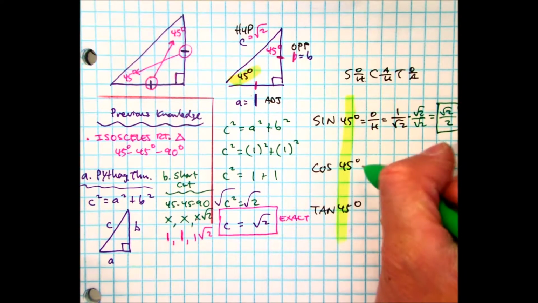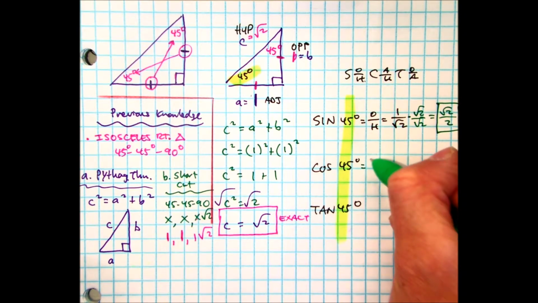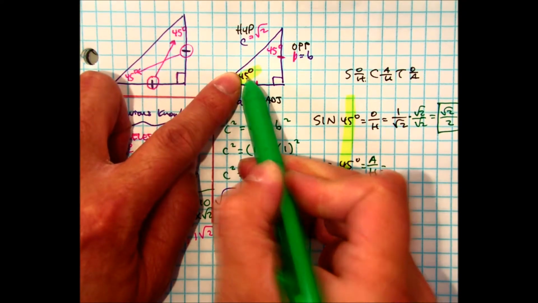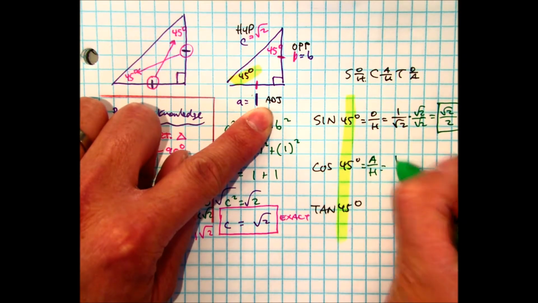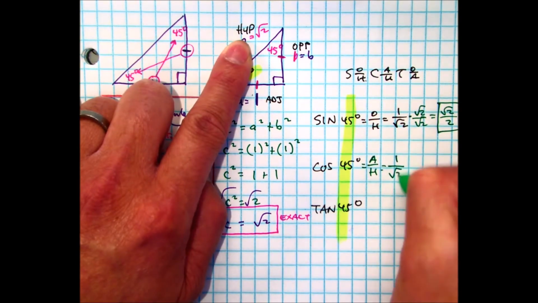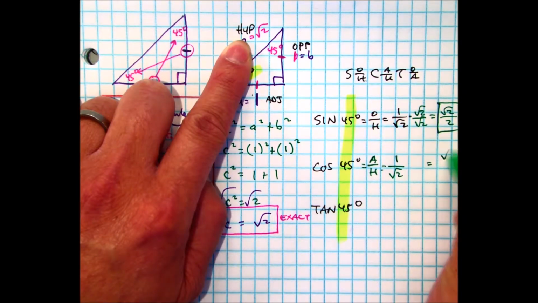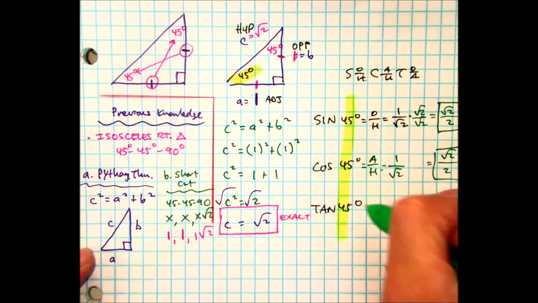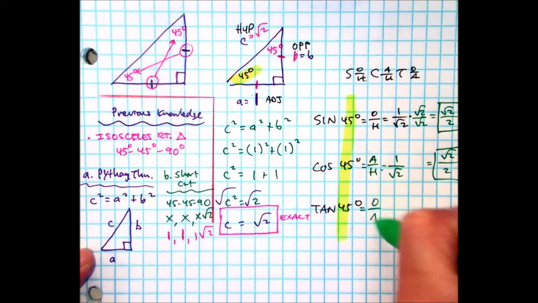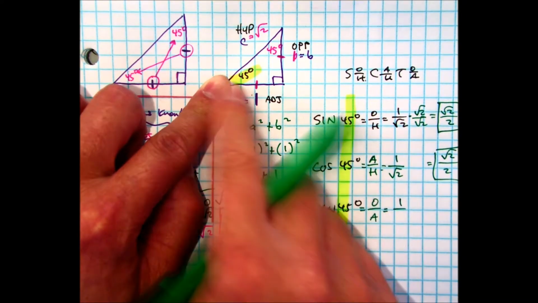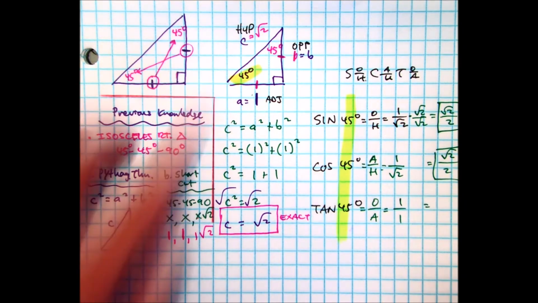Class, what two sides is cosine? Adjacent over the hypotenuse. Class, how much is the adjacent? 1. And how much is the hypotenuse? Radical 2. You can just rationalize that again, and you get the same answer. Tangent, which two sides? Opposite and adjacent. The opposite is how much? 1. And the adjacent? 1. And that just simplifies to be 1.